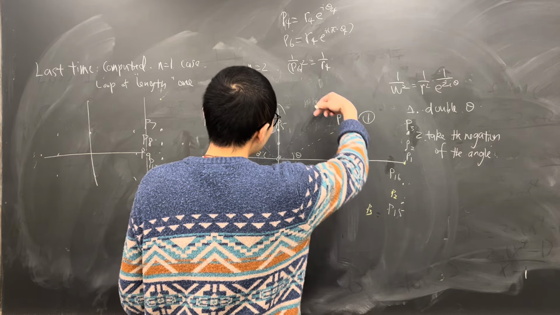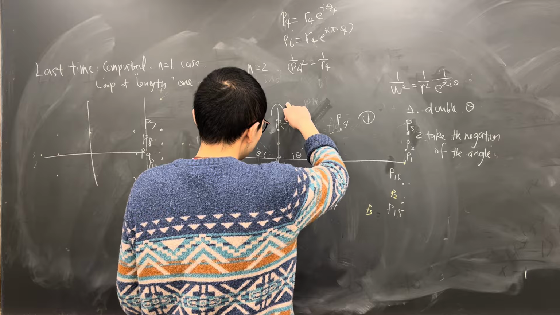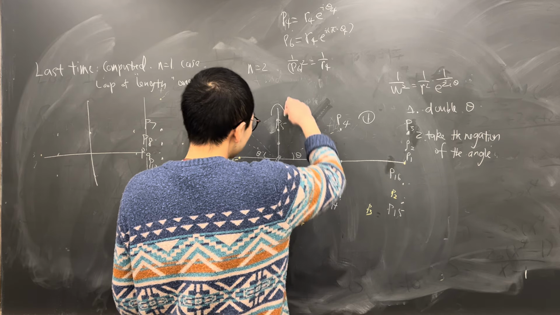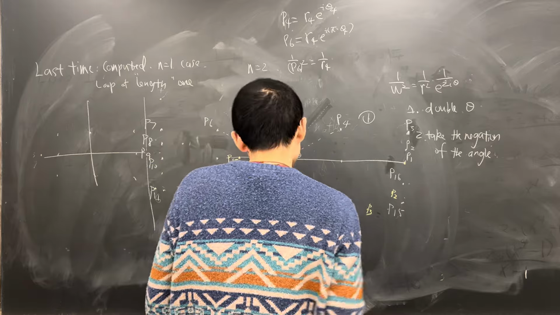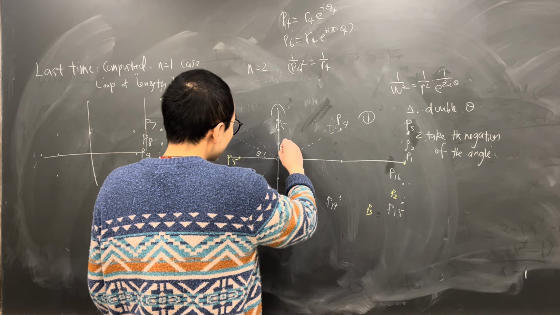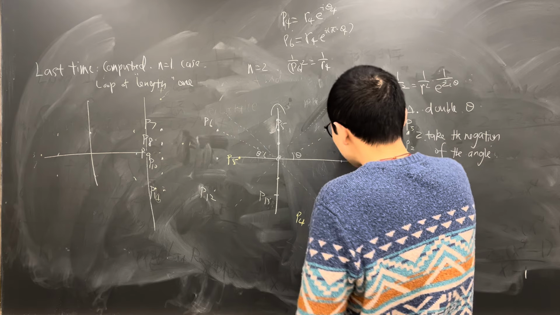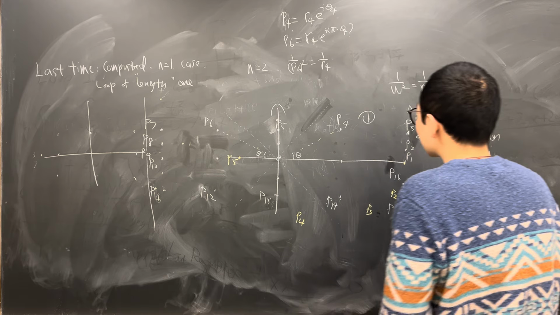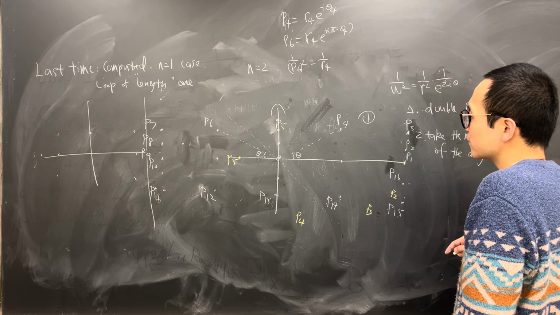So if you double them, they must lie in this region. If you double that, wait, no. If you double the angle, they lie in the first quadrant, right? So then you take the inverse, then they lie in the fourth quadrant.